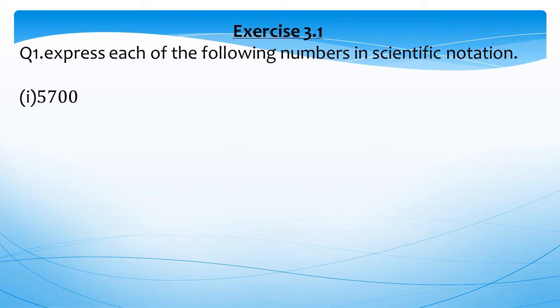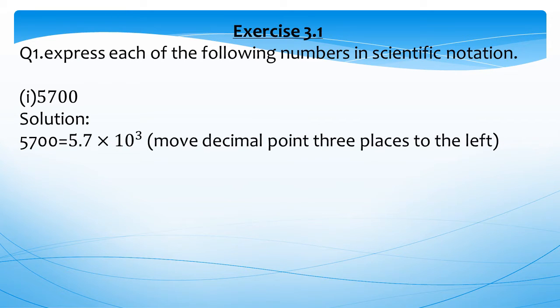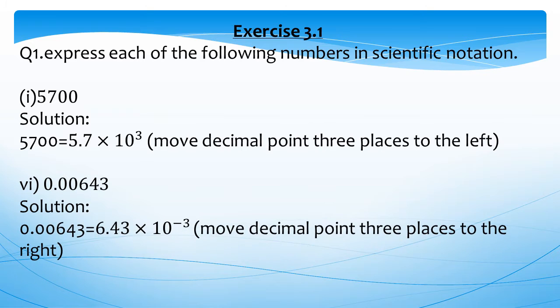Express each of the following numbers in scientific notation. Question number 1, part 1, 5700. In a solution, decimal place after last. Now move decimal point 3 places to the left, so power is 3 and value is equal to 5.7 into 10 raised to the power 3. Part 2, value is 0.00643. Decimal place 0 point. Now put a decimal after the first non-zero.